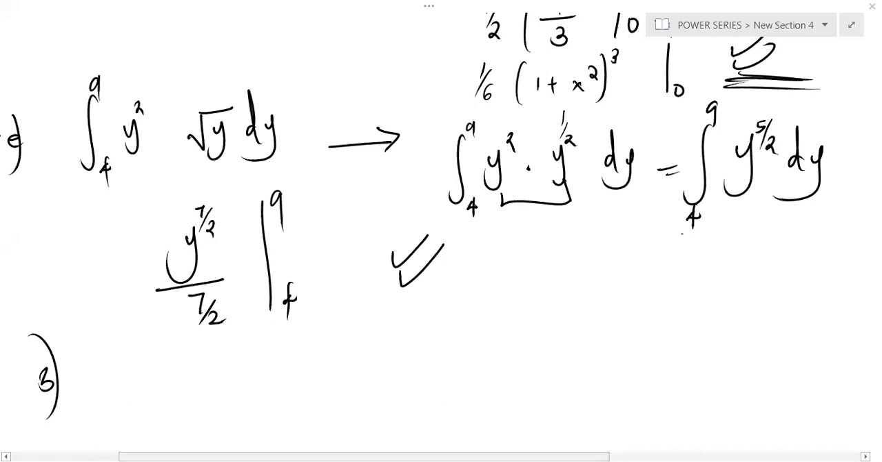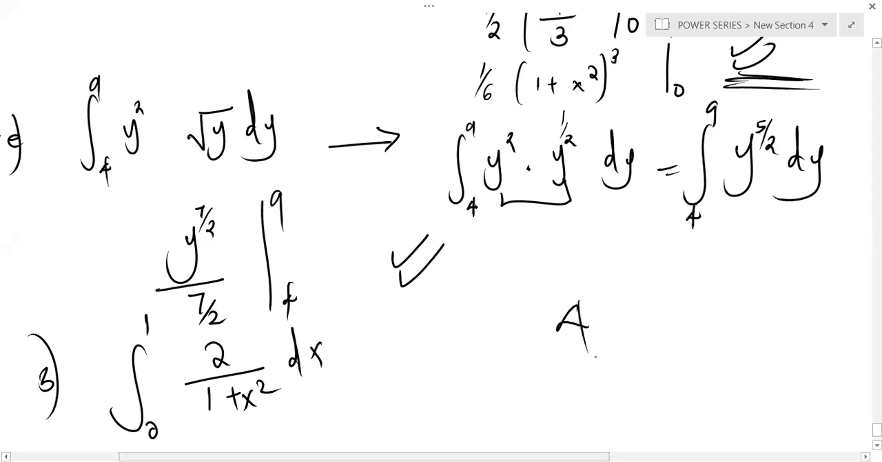Evaluate the definite integral using the trapezoidal rule with 4 intervals, giving your answer correct to 3 decimal places. So you have the integral from 0 to 1 of 2 over 1 plus x squared dx. You're being told to use 4 intervals. So 4 intervals and you're from 0 to 1. So what will you have? 1 minus 0 over 4.